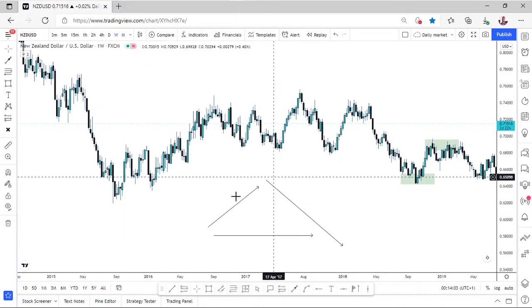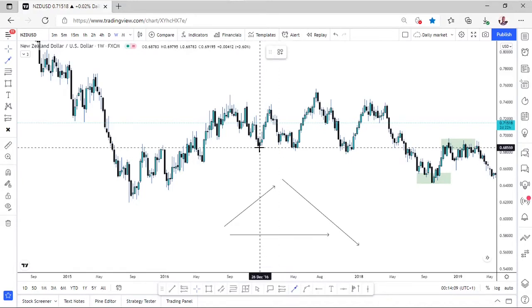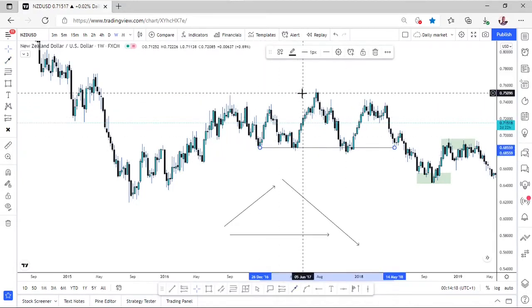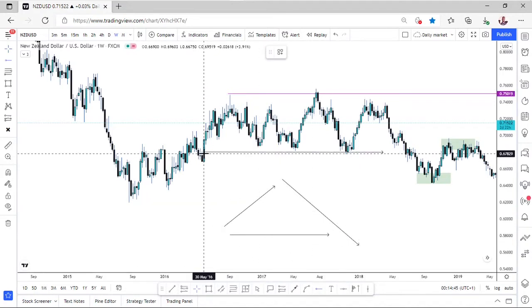Now, for a sideways moving market, this is a market that is not making a higher high, neither is it making a lower low. This is a sideways moving market.